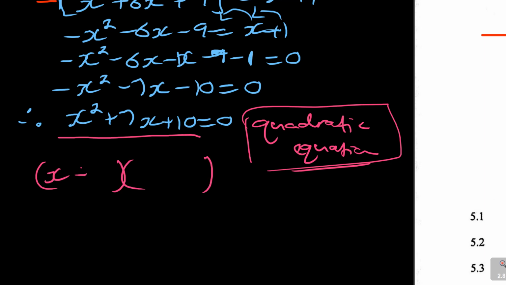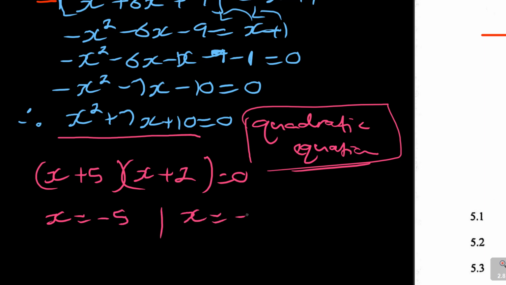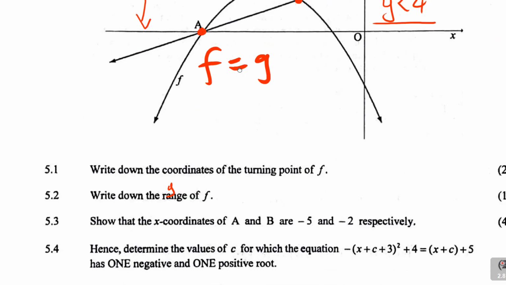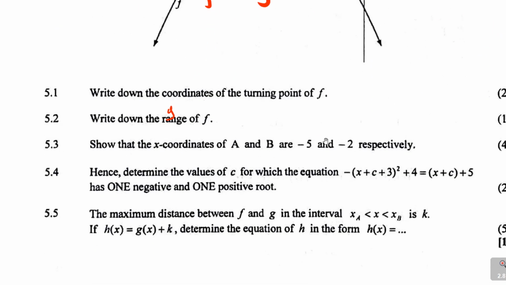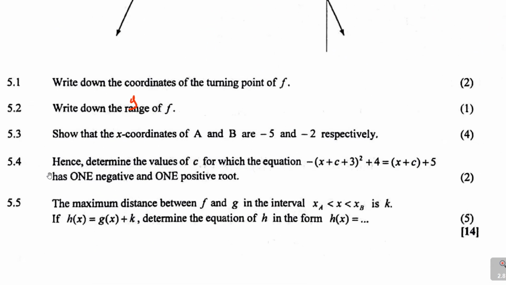This is what? X plus 5. This is x plus 2 equal to 0. So here, x is equal to what? Minus 5, or x is equal to minus 2. Then proved. Because they say prove, right? That's what they said. These are the things they say. Show that, or shown. 4 marks, not bad.